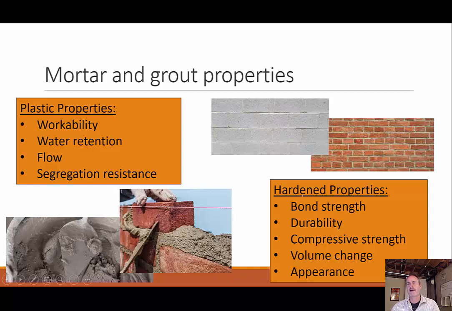Versus hardened properties. So after it's set up, then we're looking at its bond strength. How strong is it? How durable is it for wear and tear? What about its compressive strength? So bond strength would be how much force it can withstand for pulling it apart. Compressive strength, if I'm just pushing down on it, how strong is it to keep it from crushing? What about the volume change? So we have heating and cooling. Is it going to change volumetrically with those conditions, right? And finally, the appearance. So what is your final mortar going to look like out here?